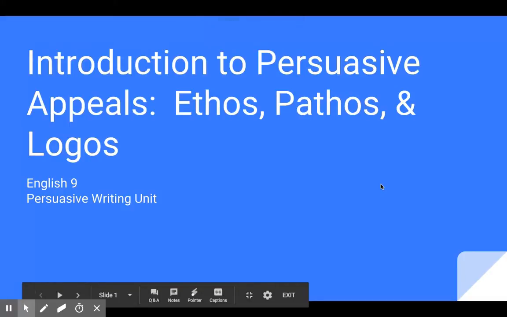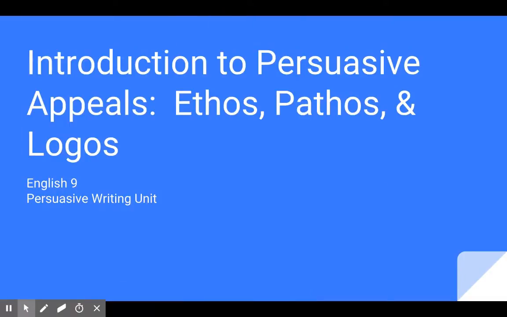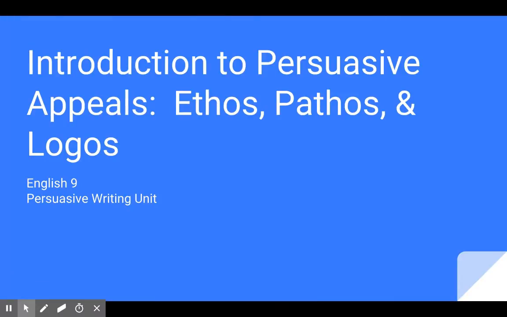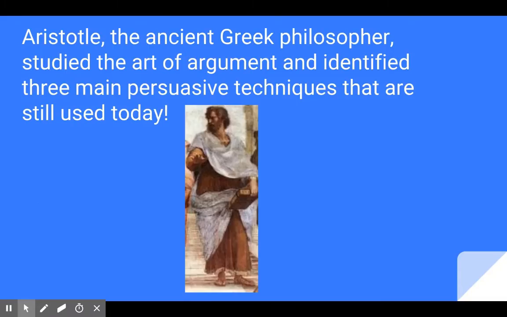This video is a review of Ethos, Pathos, and Logos, persuasive appeals that we previously learned in class that you'll be using to ramp up your persuasive essays. This video serves two purposes. The first is to review these appeals, and the second is to formatively assess your understanding of these appeals. So in this Edpuzzle, questions will pop up that you'll respond to along the way.